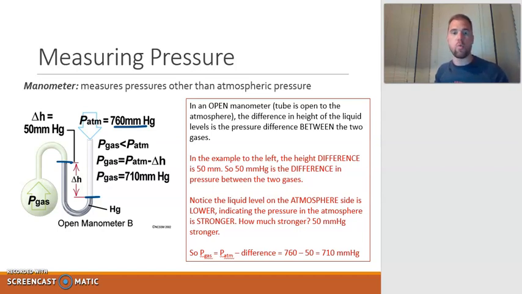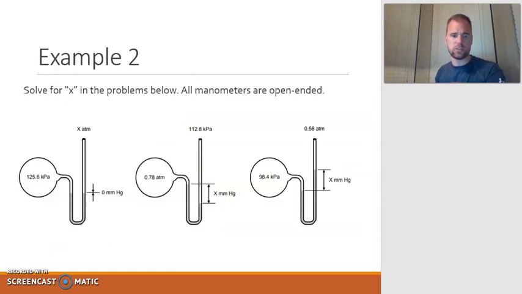How much higher? Well, that difference is the difference in height. So if I measure the difference in height and I see that it's 50, that tells me the atmospheric pressure is 50 millimeters of mercury greater than what's in the bulb. So if the atmospheric pressure is 760 and it's 50 greater than what's in here, then the pressure in the bulb must be 710. All right, and that's what's listed right there.